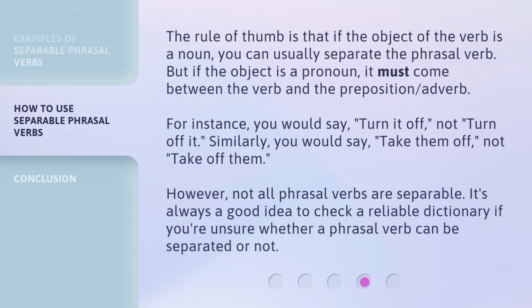The rule of thumb is that if the object of the verb is a noun, you can usually separate the phrasal verb. But if the object is a pronoun, it must come between the verb and the preposition or adverb. For instance, you would say, turn it off, not, turn off it. Similarly, you would say, take them off, not, take off them.